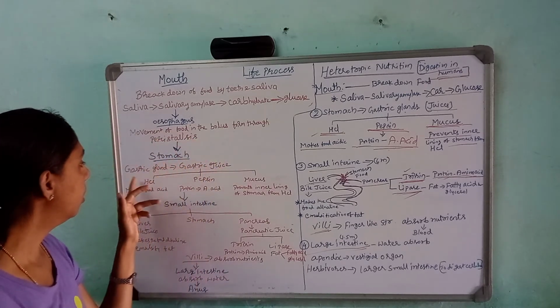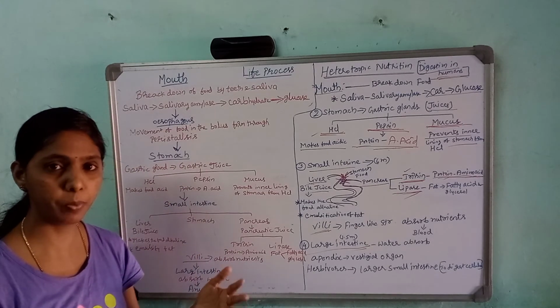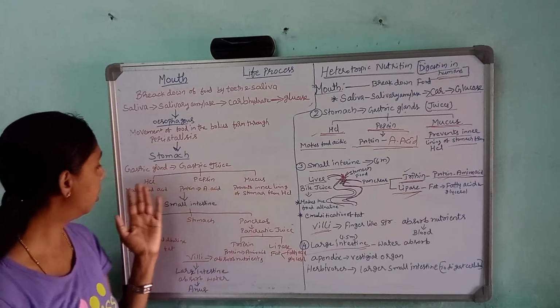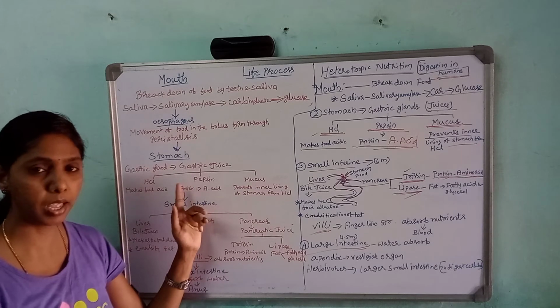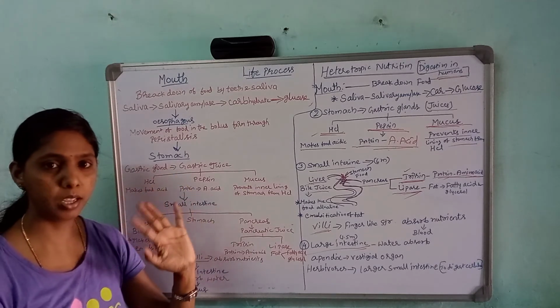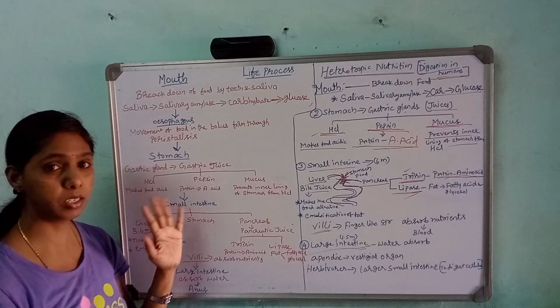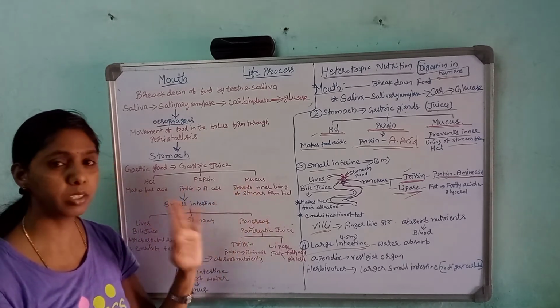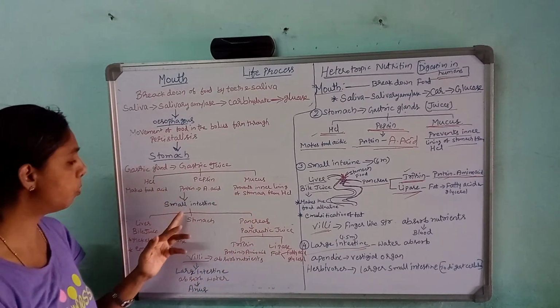In the stomach, we have the gastric gland which produces the gastric juices. The gastric juice has three components: HCl, pepsin, and mucus. Pepsin is the enzyme; HCl and mucus are not enzymes. HCl makes the food acidic, pepsin converts protein into amino acids, and mucus protects the inner lining of the stomach from HCl. These are the functions, and then we come to the small intestine.